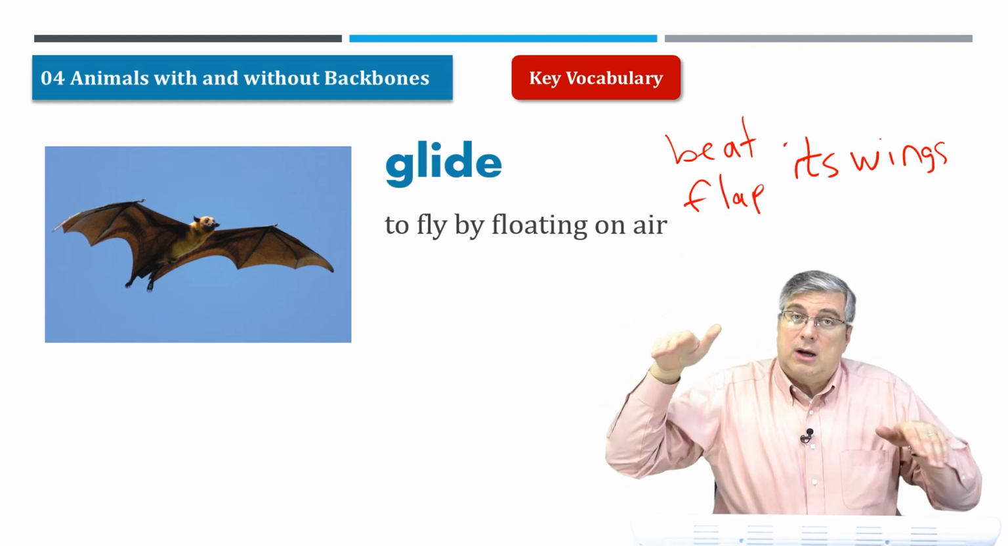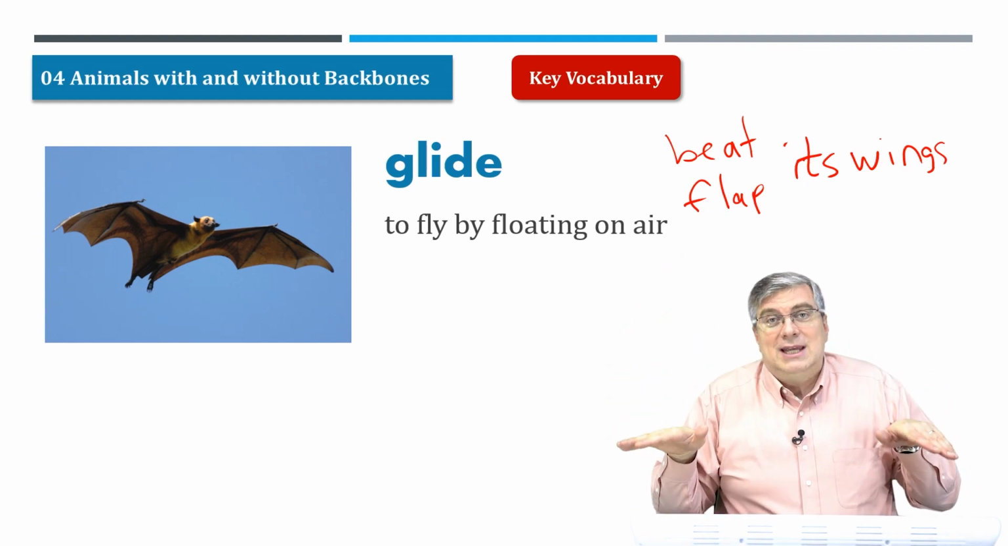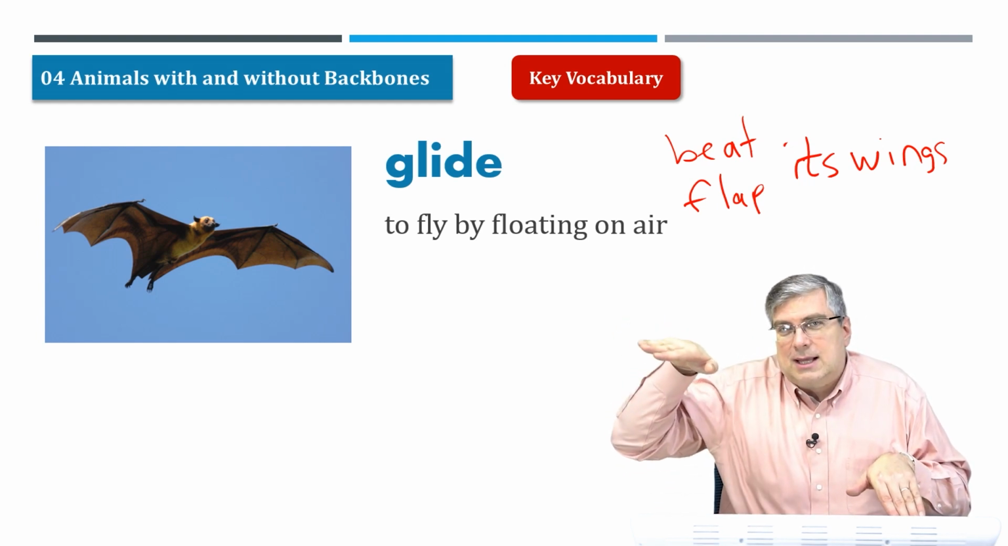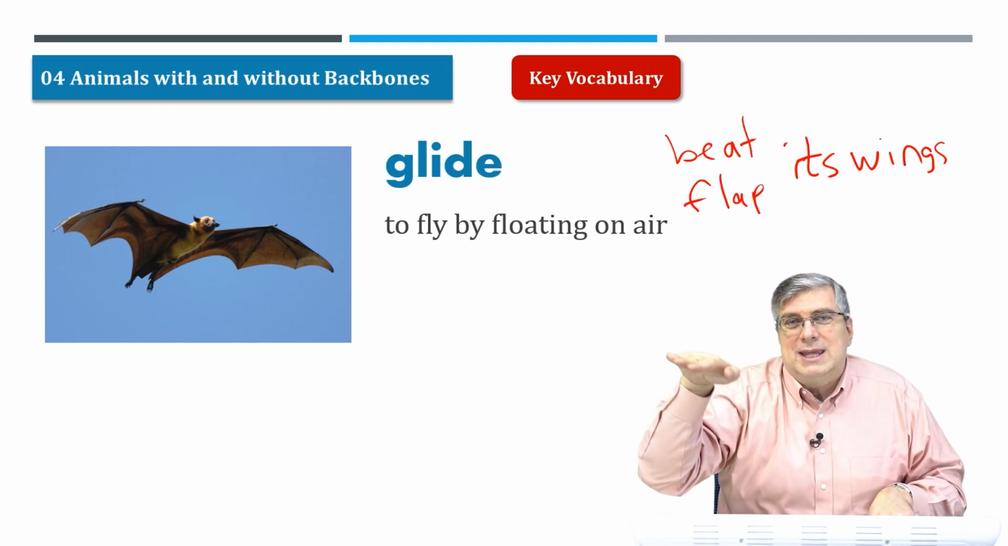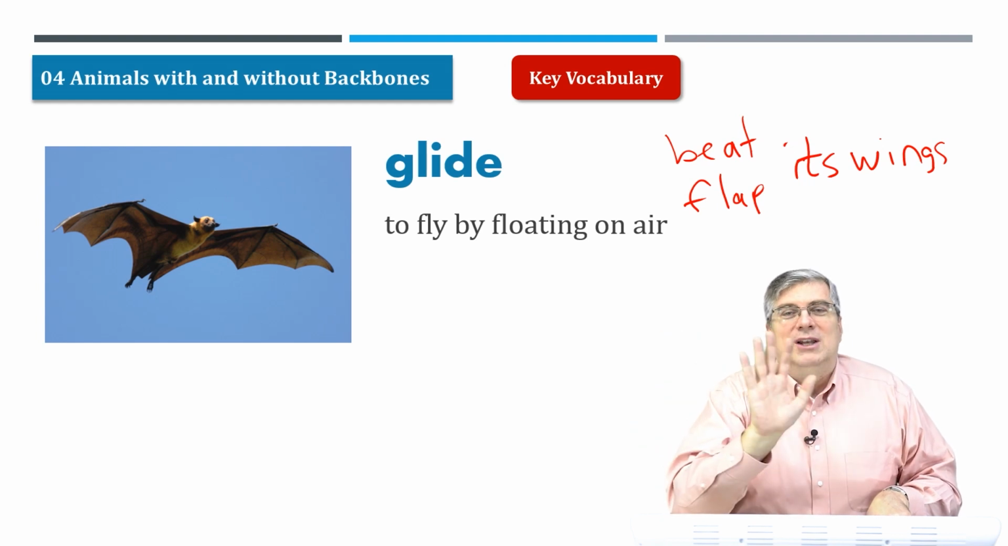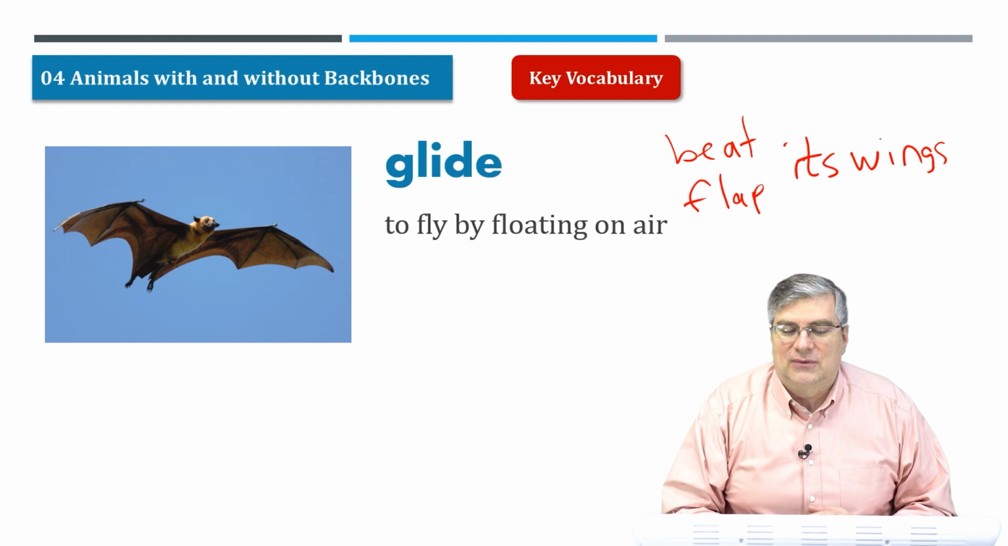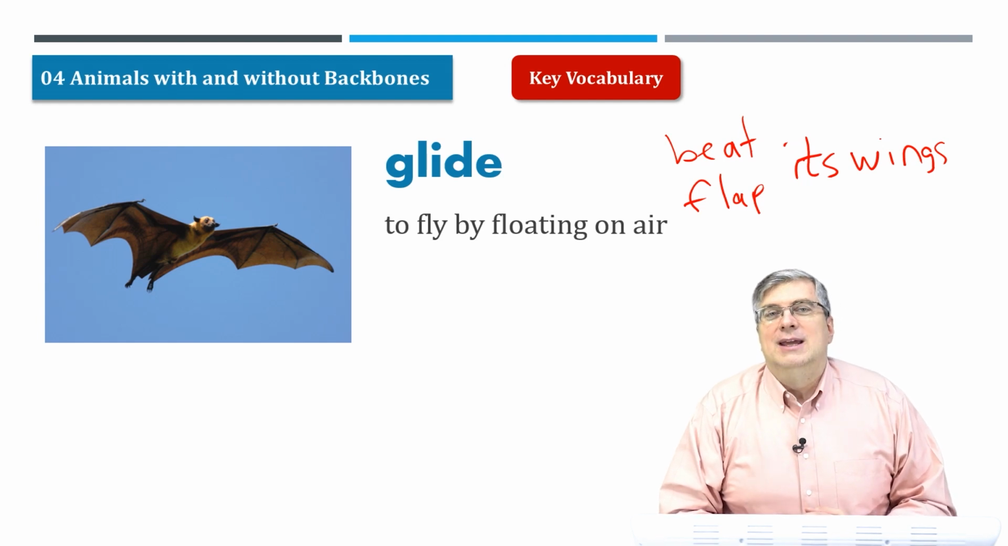But when they're in the air and they want to go down, it's very easy. They don't have to use any energy. They just turn their wings and they glide down through the air. Very easy, very calm, no energy needed. Okay, so to glide is to fly by floating on the air.